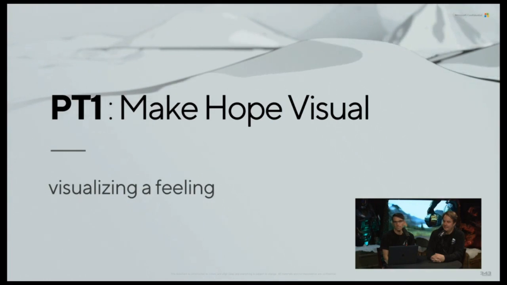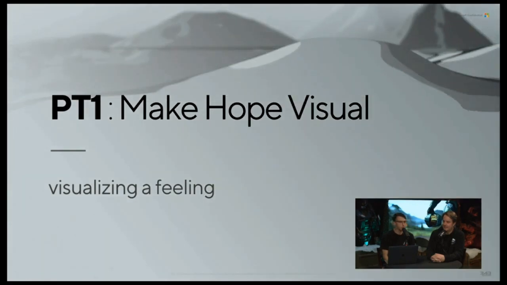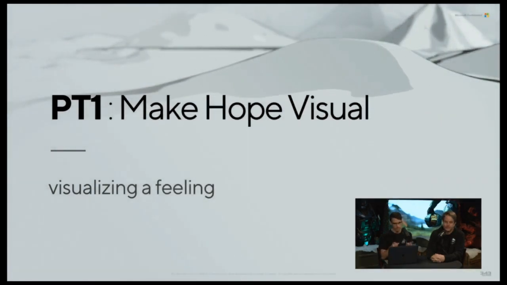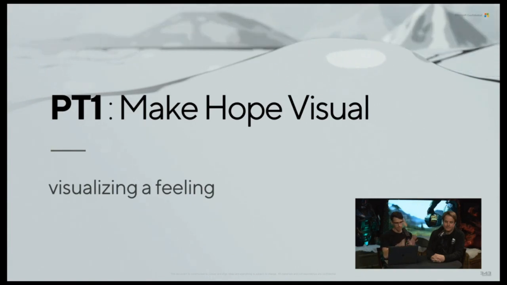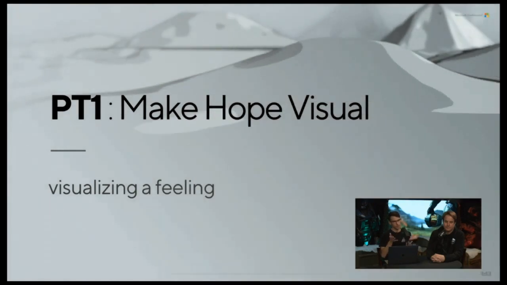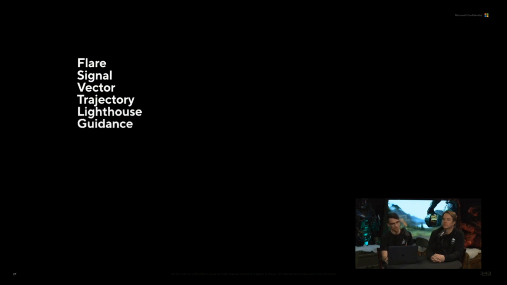And then the next part was, how do we make hope visual? I talked about this earlier. We needed to have a sense of rhythm in the trailer, so that there's something in frames or in parts of it that feels like a secret unfolding as the trailer goes on. So how do you make hope visual? Define the word hope. Get a thesaurus. You see that hope is a bunch of different things. Hope can be a flare, a signal, a vector, a trajectory, a lighthouse, guidance, a beacon.